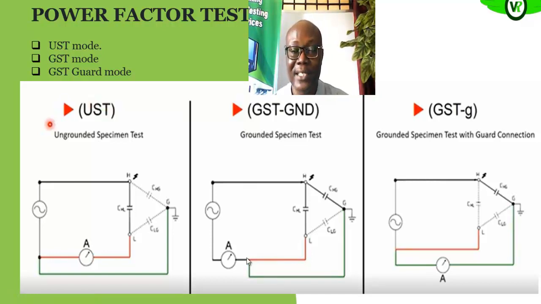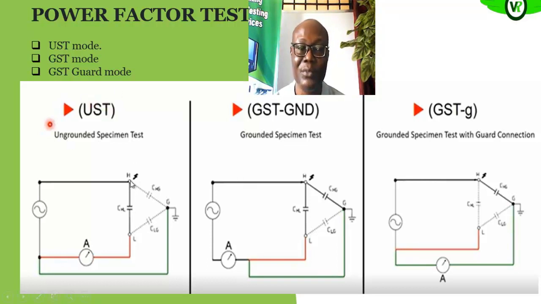Then the one with guard measures only the current that is flowing from the ground of the equipment, as you can see here also. When you look at it, if you are not too familiar with this, it may be kind of confusing. Remember, we said if you are connecting between the high voltage and the low voltage, you are creating a capacitor. That is what you have here.